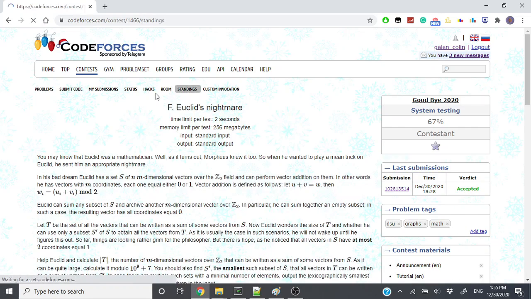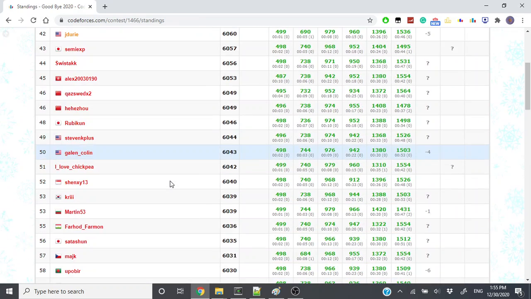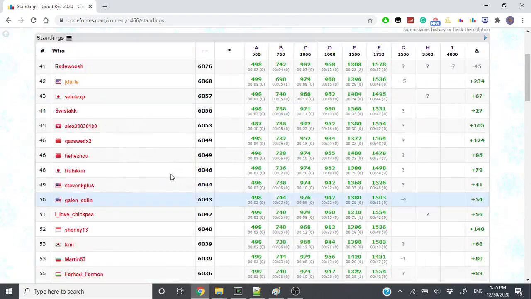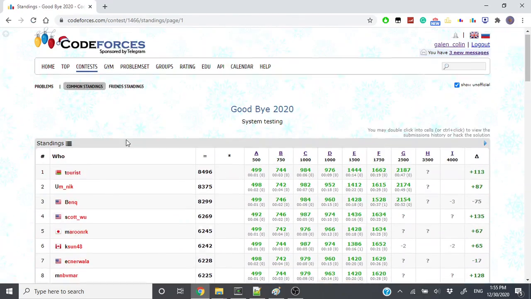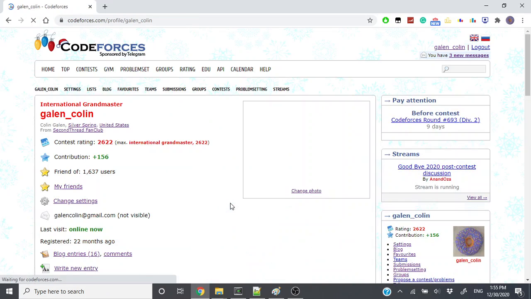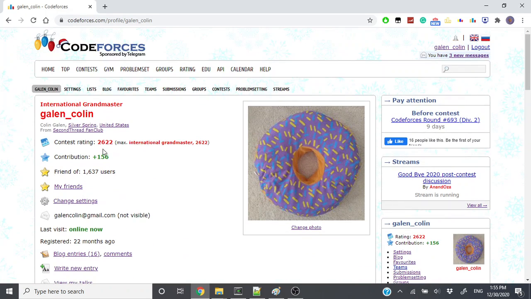Okay, so we do pass all the system tests. I was in 50th at this point, and then just never came back from it. And then other people started solving G, and then everyone solved G, and I ended up in like 200th or something. But it is still IGM, and that I can be happy with. Even if it's a slight drop, it's still going to be above 2600. So that's cool.